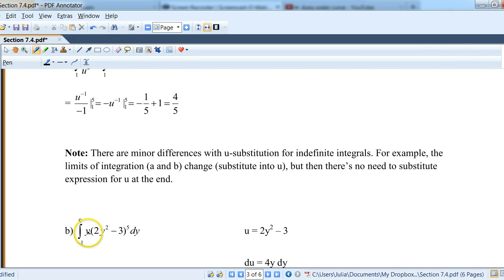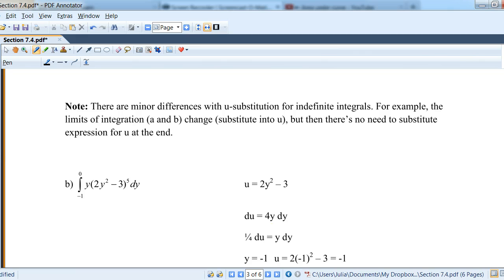Here's another quick one, hopefully. Here is an integral from negative 1 to 0 of y times (2y squared minus 3) to the 5th power dy. As usual, the u is the inside function, 2y squared minus 3. The du is the derivative, so that's 4y times dy. Notice there is no 4 in the original integral, so we have to divide by 4. We'll get 1/4 du equals y dy.